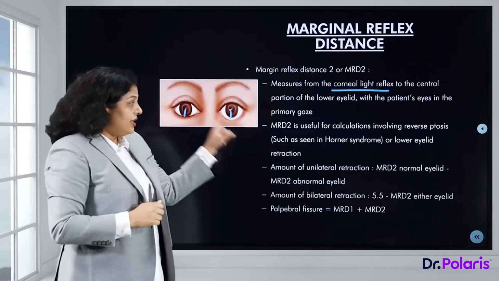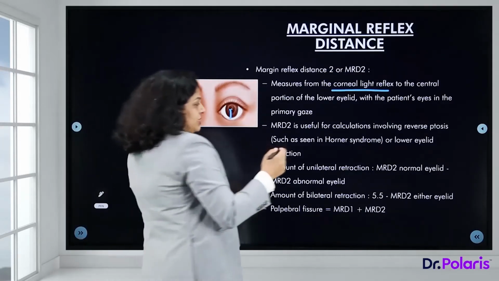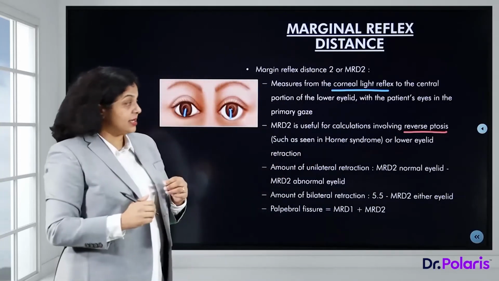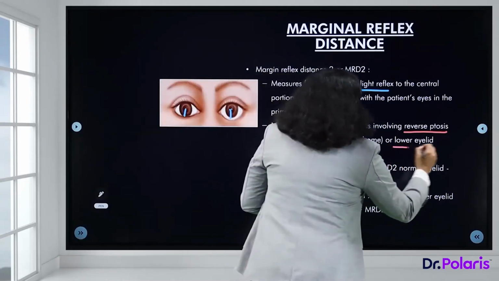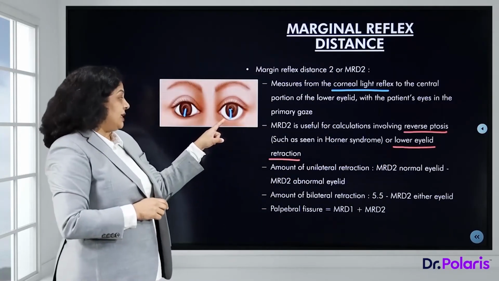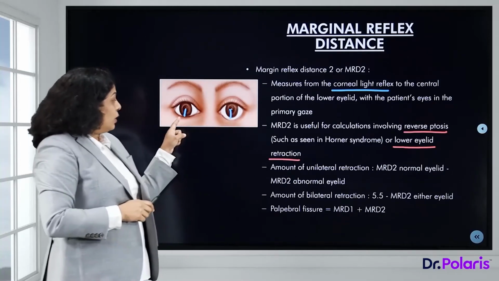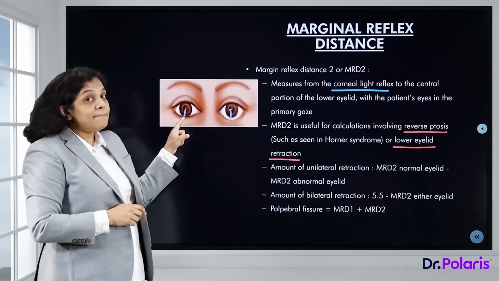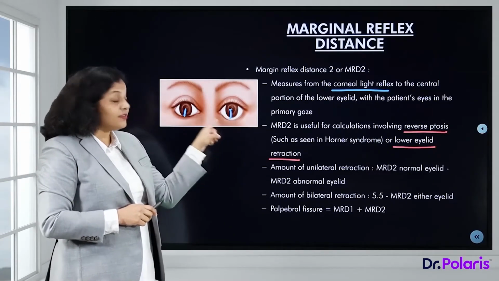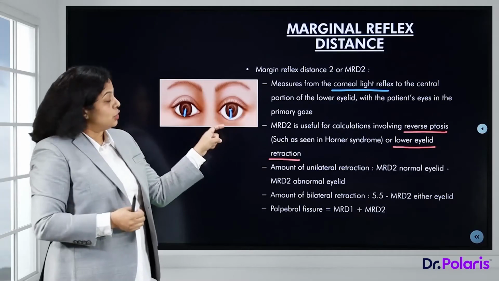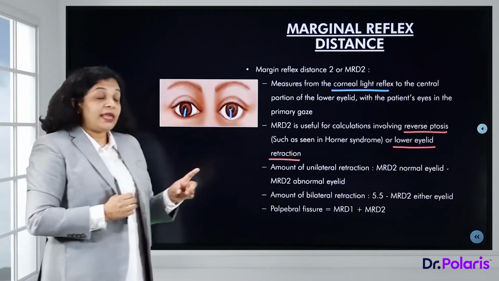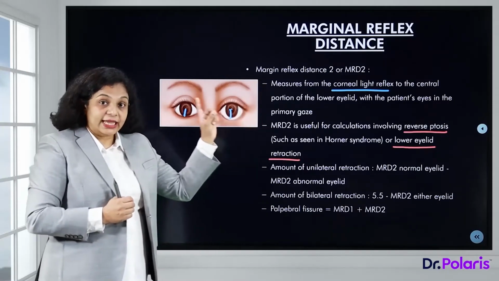So here what are we going to do? We are going to look for reverse ptosis, such as in Horner syndrome, or the amount of lower eyelid retraction. Normally the lower eyelid is supposed to sit at the limbus of the eye. But here you can see some amount of sclera under the limbus, so there is a retraction in this eye. You will be able to assess that with your MRD2.